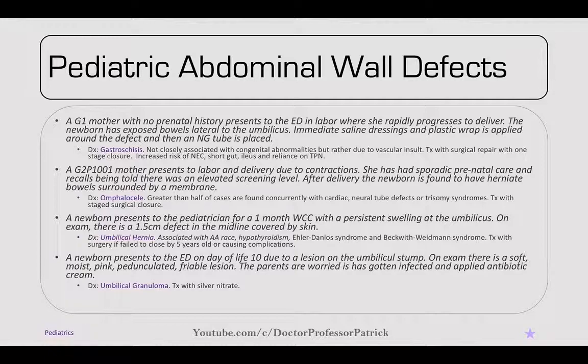Next, we've got a G2P1 mom who presents to labor and delivery due to contractions. She's had sporadic prenatal care, and she was told there was an elevated screening level. After delivery, the newborn is found to have herniated bowels contained within a membrane. So this is omphalocele. Greater than half are going to be found concurrent with cardiac, neural tube defects, or trisomy syndromes. And the treatment here is going to be a staged surgical closure.